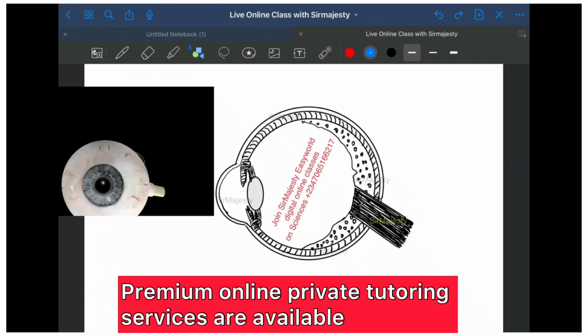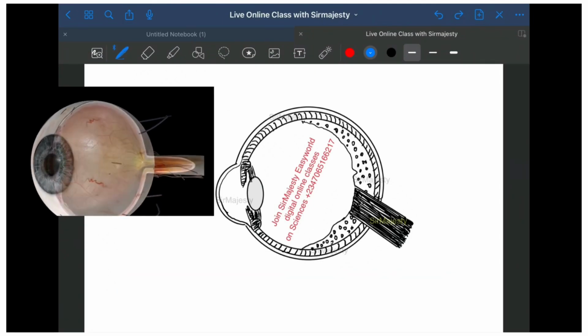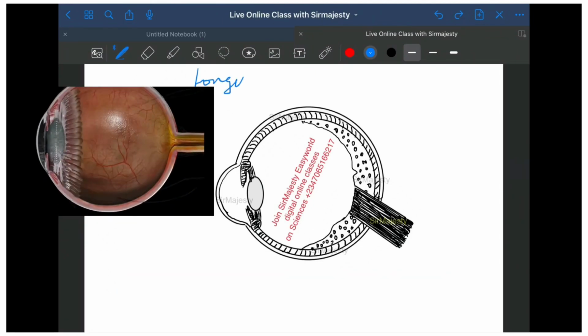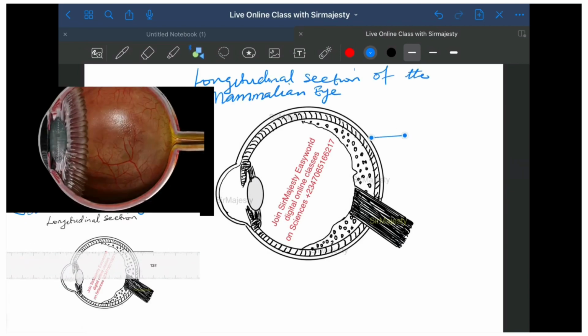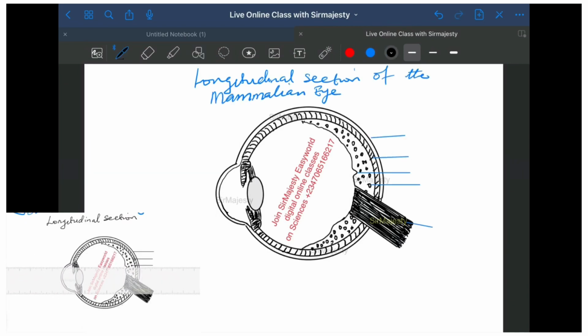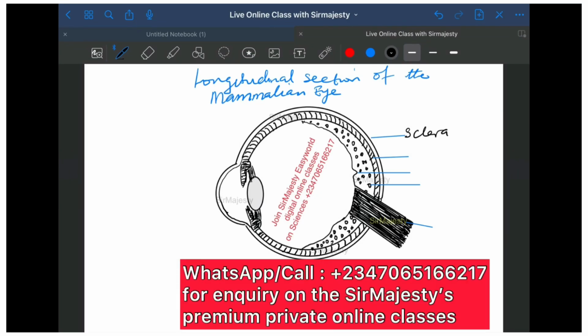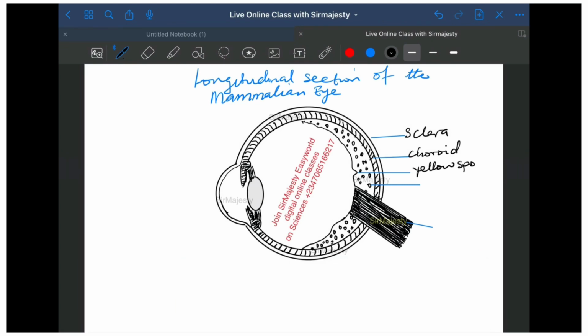Okay, this is actually the longitudinal section. Here is the sclera. Here is the choroid. Here is the yellow spot or the fovea or the macula lutea. Then here is the photosensitive part, which is the retina. Here is the optic nerve to the brain.